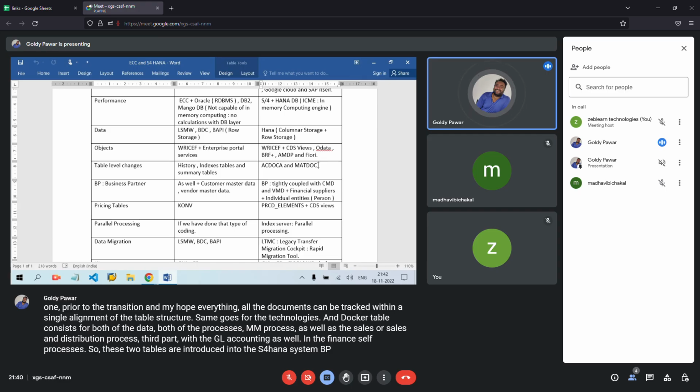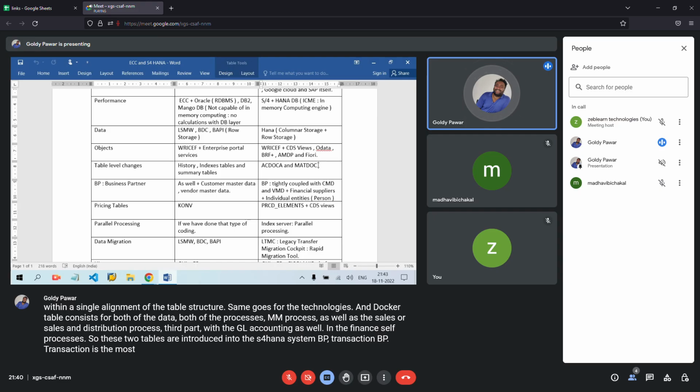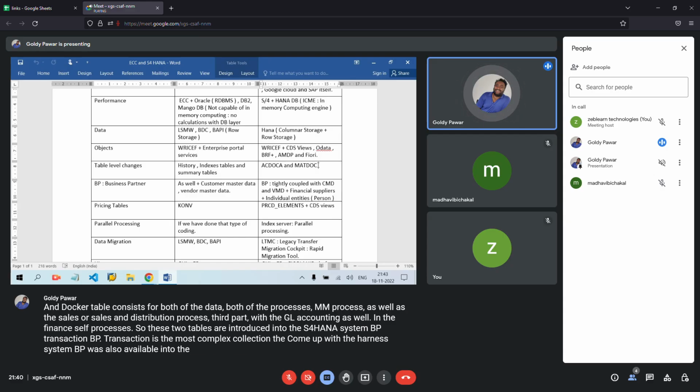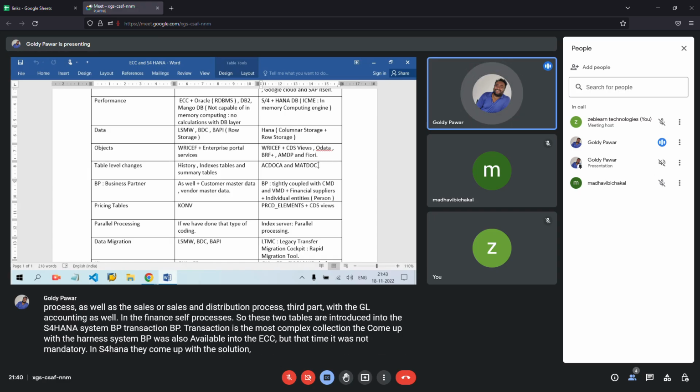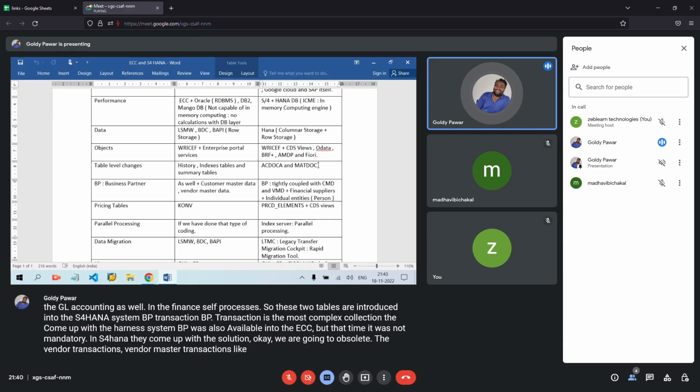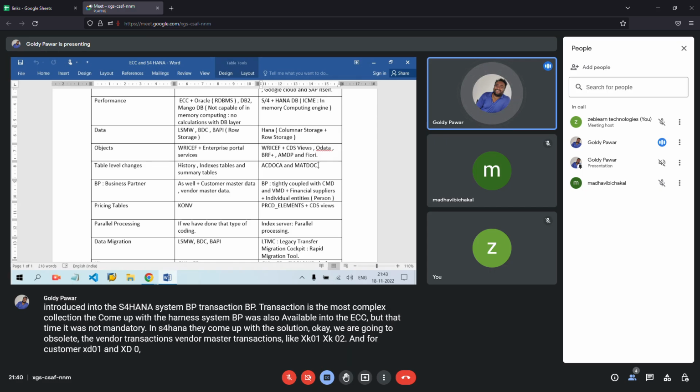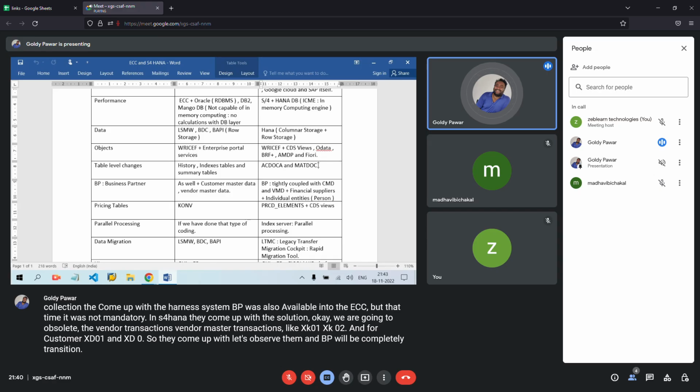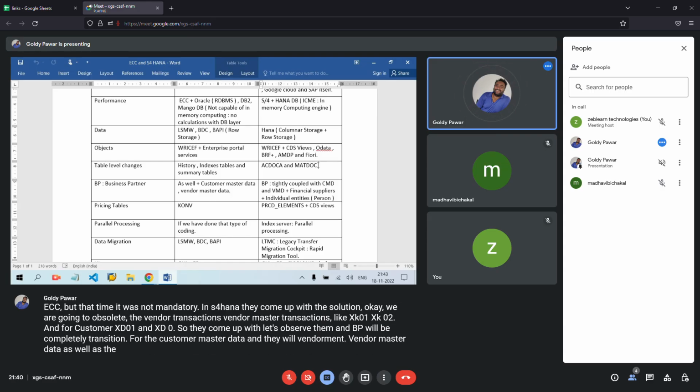BP transaction. BP transaction is the most complex transaction they came up with in the HANA system. BP was also available in ECC, but at that time it was not mandatory. In S4HANA, they came up with the solution to obsolete the vendor master transactions like XK01, XK02, and for customer XD01 and XD02. So BP would be the mandatory transaction for the customer master data and the vendor master data, as well as the financial suppliers or vendors.